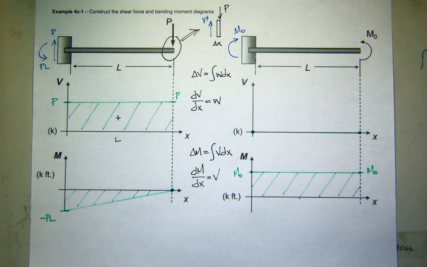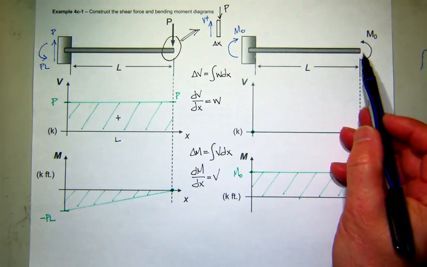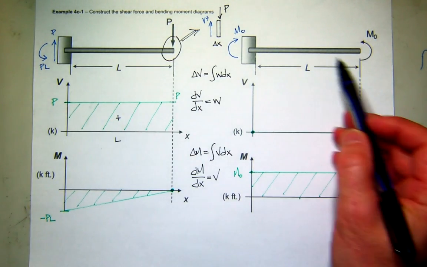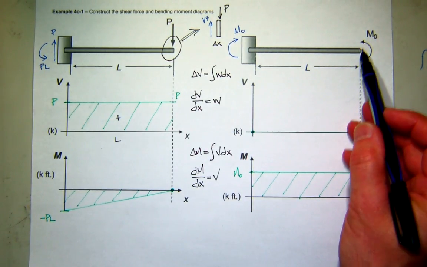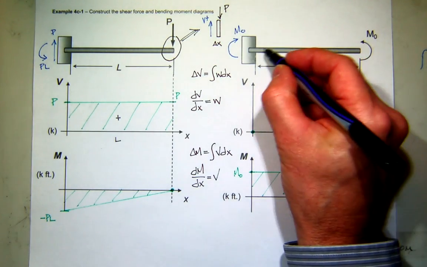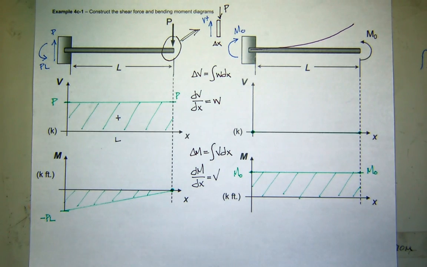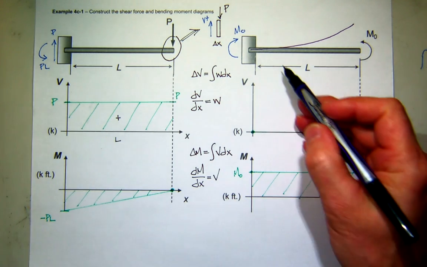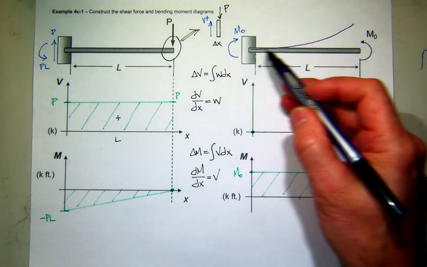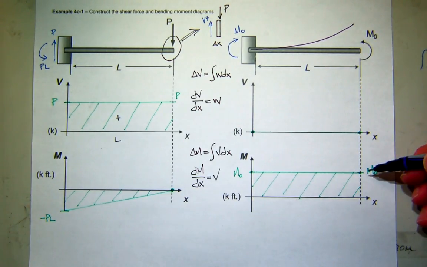Now, before I leave this page, let me just add one little quick thing. If I applied a moment like this, how do you think this beam would bend? Would the free end move up or down? It would probably move up. So you're probably looking at a deflected shape, something like that. Exaggerated, but something like that. What does that look like to you? Is that happy or sad? Happy. So you see we got all positive moment.